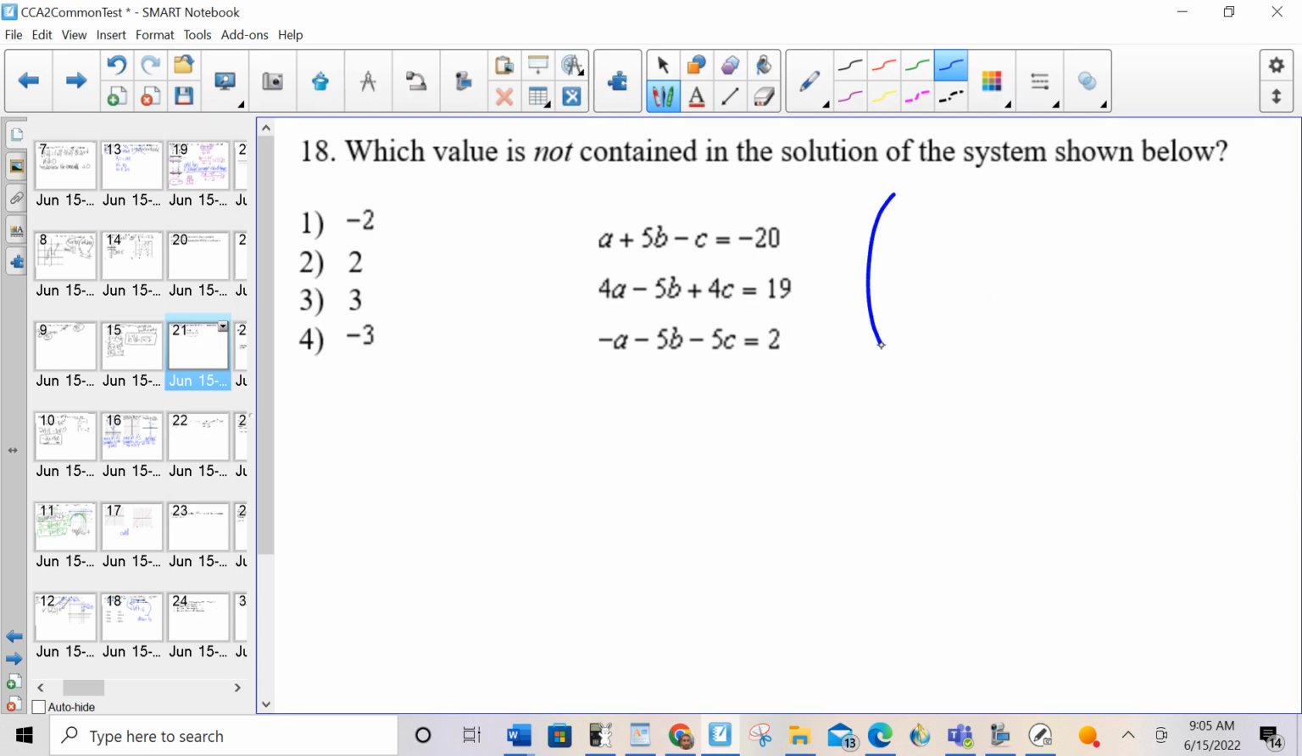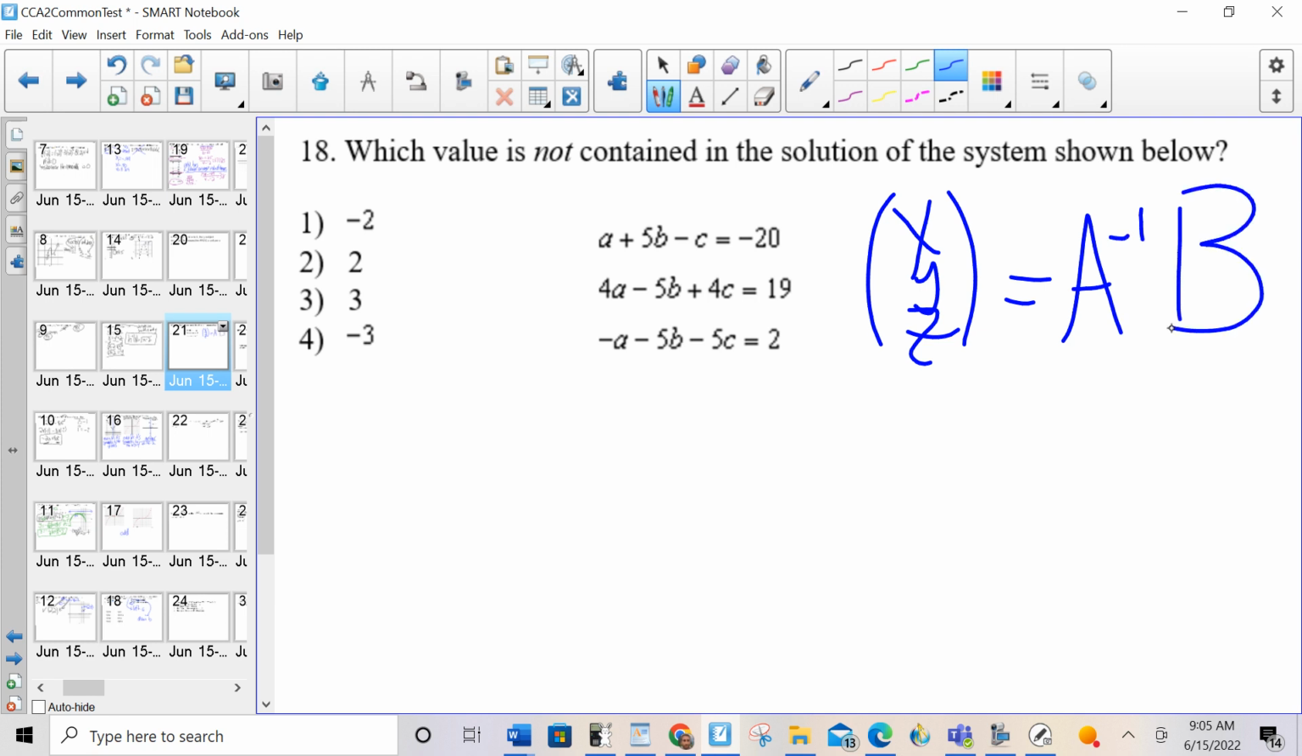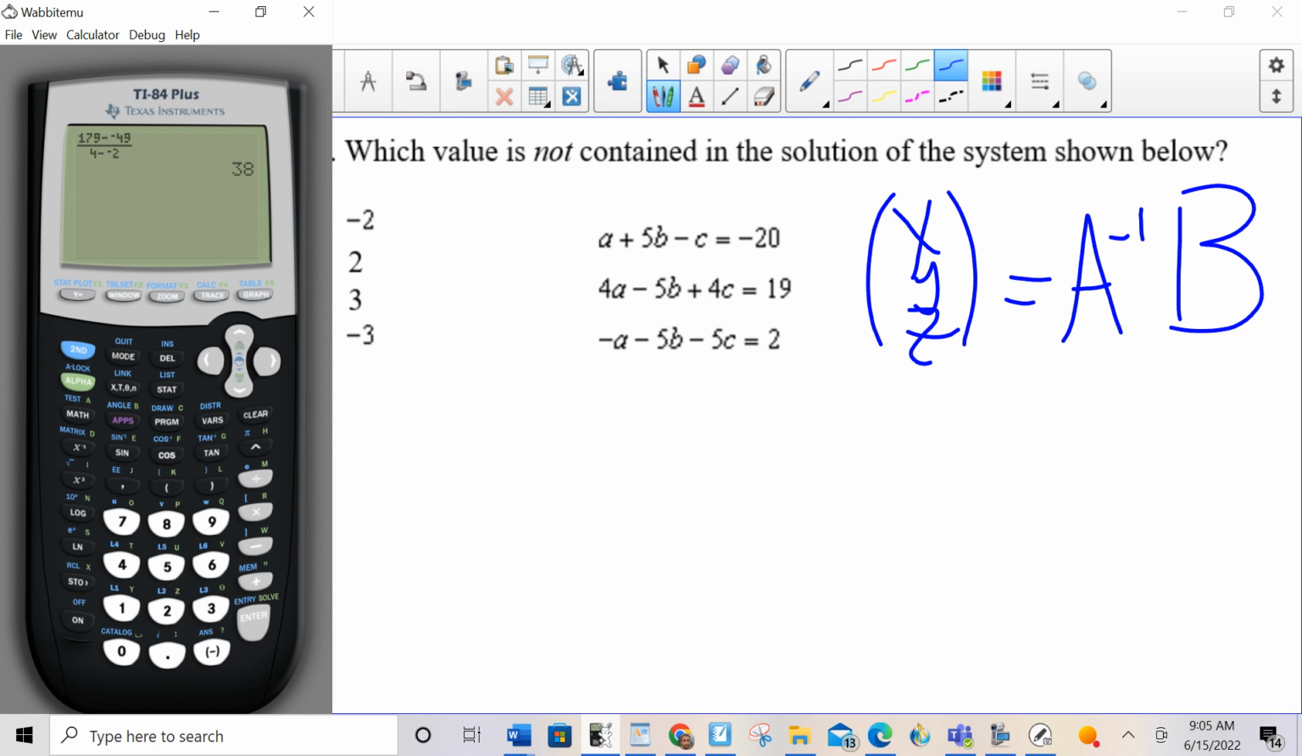X, Y, Z equals A inverse B. So, all in the calculator, matrix method, matrix. Some schools do RREF in the calculator. I do A inverse B. You do whatever it is you gotta do.